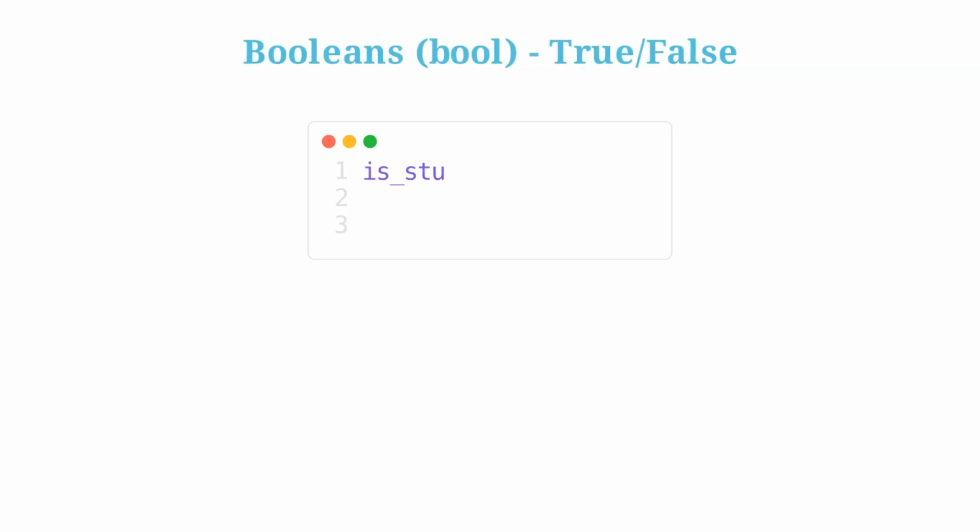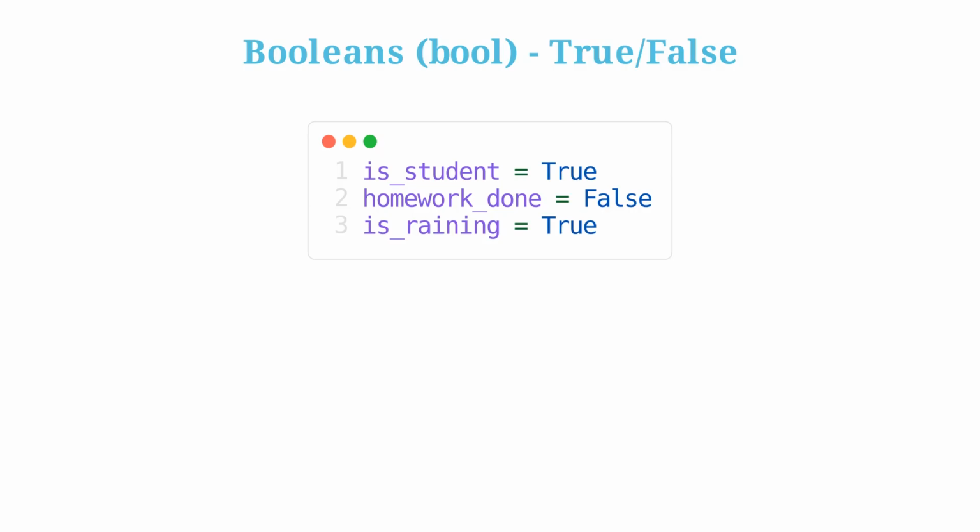Finally, booleans. These can only be true or false. That's it. Is someone a student? True. Is homework done? Maybe false. Is it raining? Could be true. Just 2 possible values.